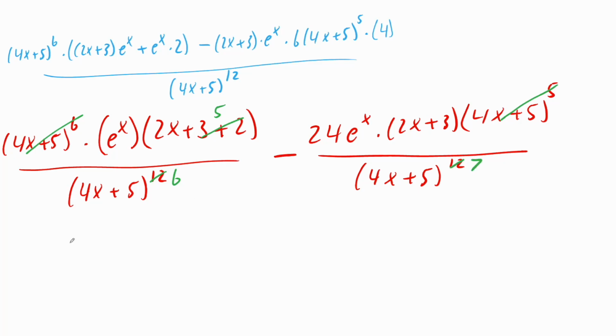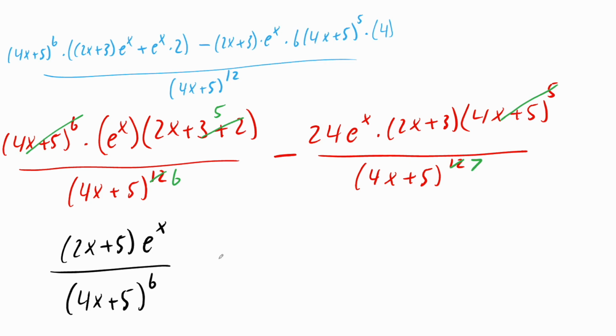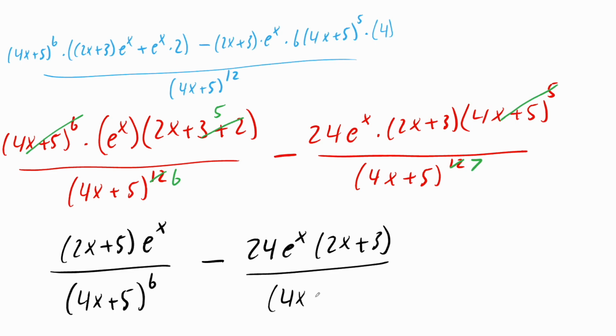And so cleaning this up, we can say our final answer will be (2x + 5) times e raised to x divided by parentheses (4x + 5), close it, raise it to 6, minus 24 e raised to x, parentheses (2x + 3), divided by, we have in the denominator (4x + 5), close it, raise it to 7. And so this right here is our final answer, and that's all we need to do for this problem.